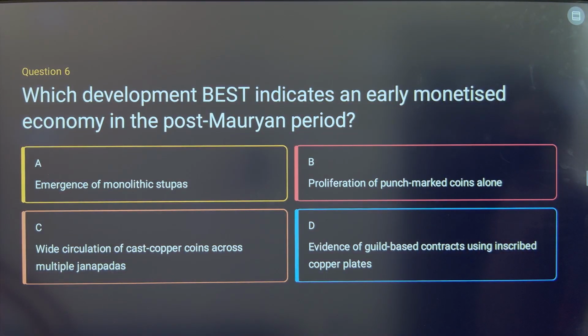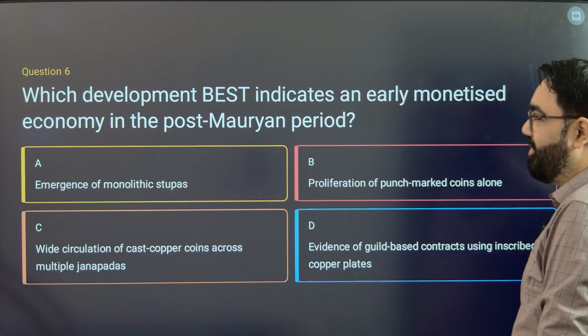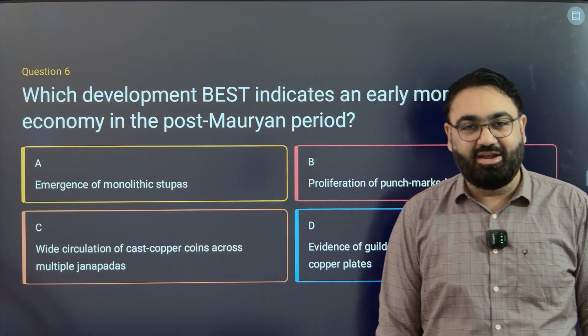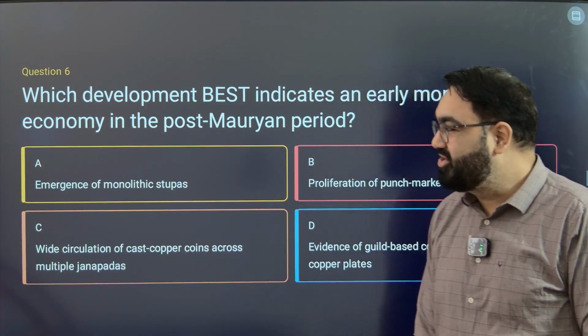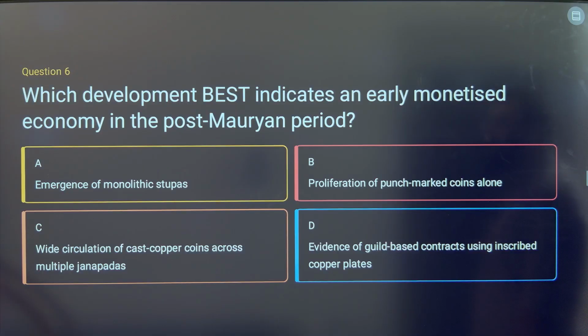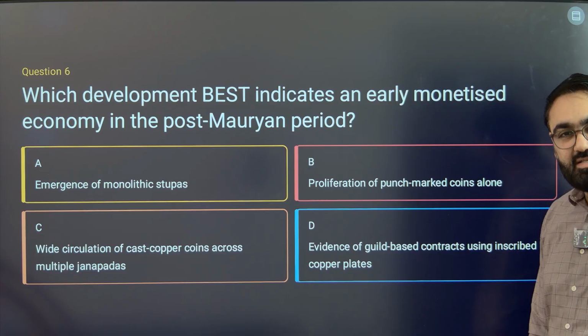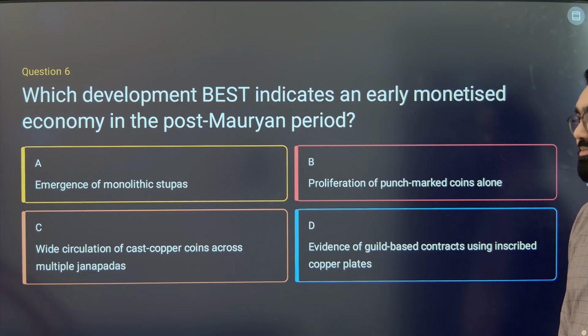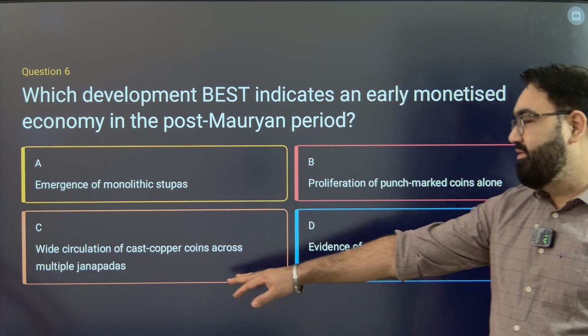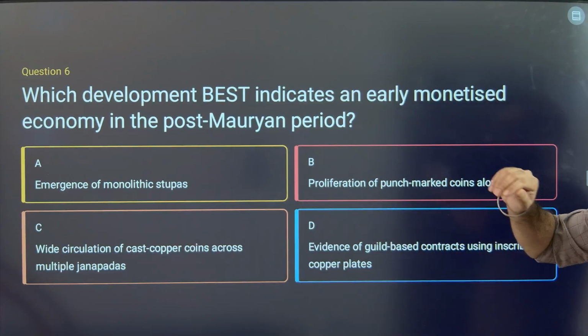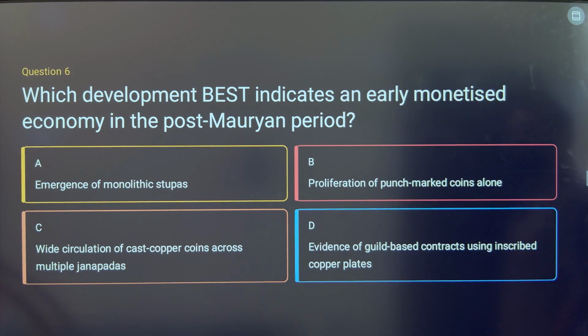Which development best indicates an early monetized economy in the postmodern period? So I have included a history question here as well, so that you can revise your static part as well if you have read history. Which development indicates an early monetized economy in the postmodern period? First, emergence of monolithic stupas. Did this, or is it something that indicates towards a monetized economy? Wide circulation of cast copper coins across multiple janpads. Proliferation of punch-marked coins alone. Evidence of guild-based contracts using inscribed copper plates. Which of these is the best indication of a monetized economy in the postmodern period?